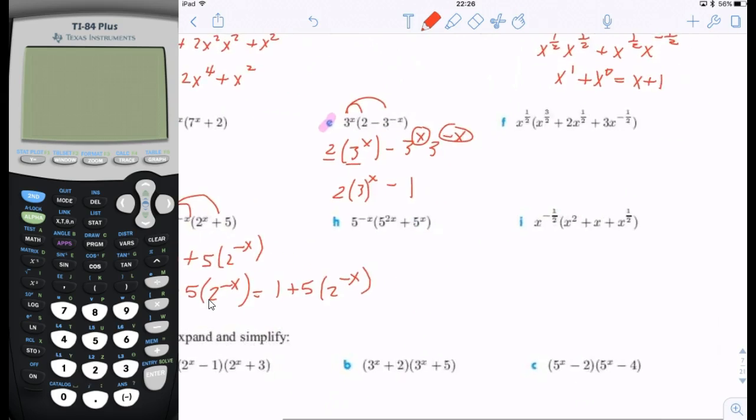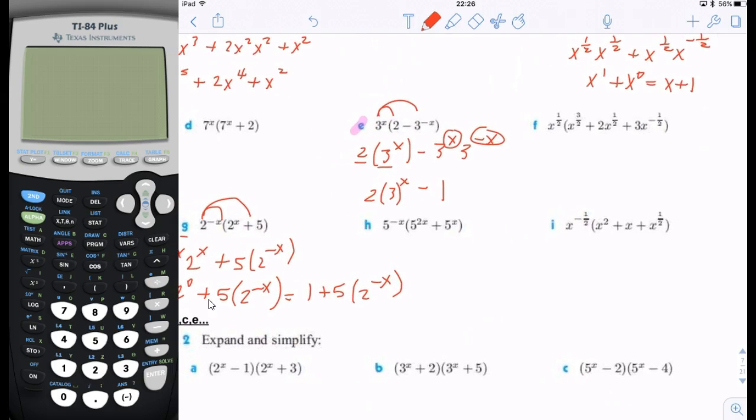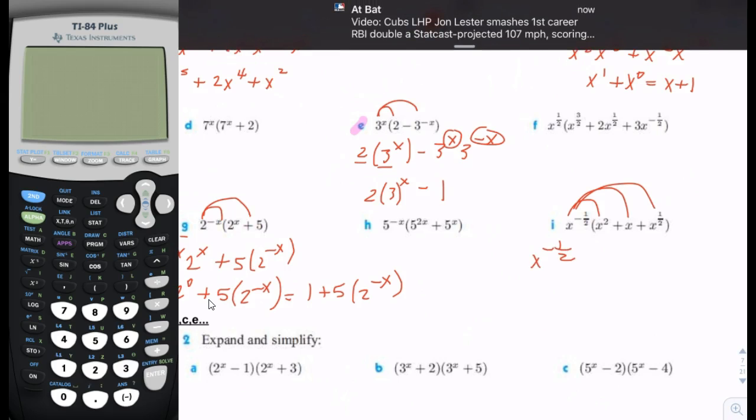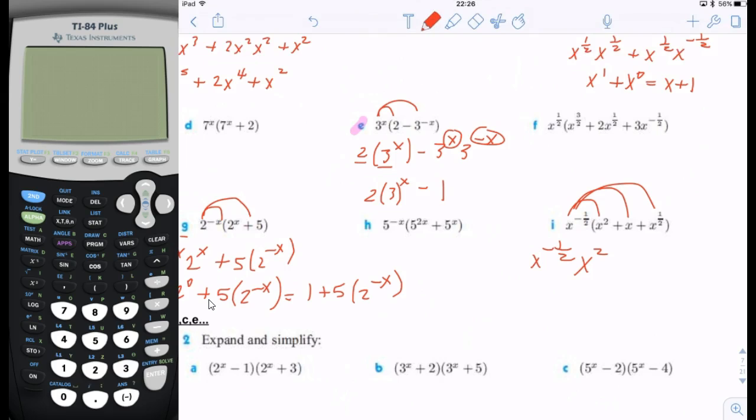Not the same base. I'm going to multiply this times this times this, and this times this. So I'm going to have x to the negative 1/2 times x squared, plus x to the negative 1/2 times x to the first, because x by itself is x to the first, and then x to the negative 1/2 times x to the 1/2, which is x to the 0. So that's equal to, I'm going to add these two exponents together, and I'm going to get x to the 3/2 plus x to the 1/2 plus 1.